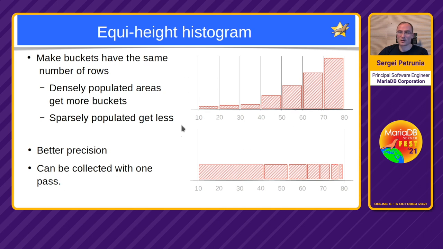Equi-height histograms are known to have better precision than equi-width histograms. Another nice property that they have is that you can collect them with one pass. There exist other kinds of histograms which are even more precise than equi-height histogram. However, they are harder to collect. And most production databases use equi-height histograms.